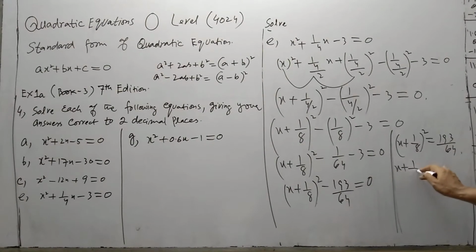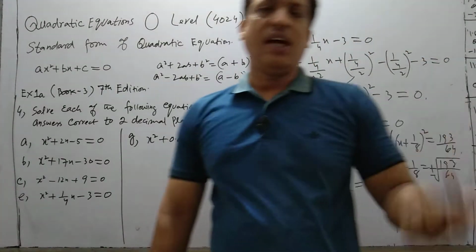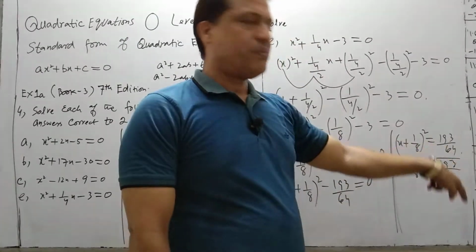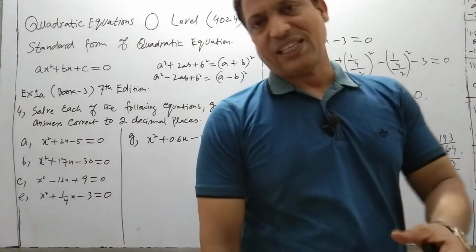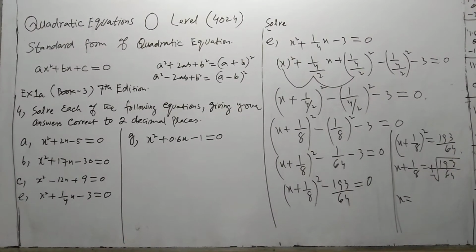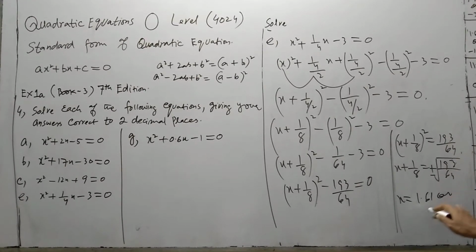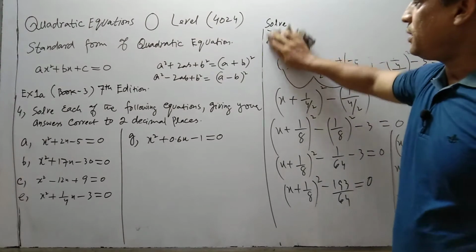Take the square root: x + 1/8 = ± square root of 193/64. Then find the square root of 193/64 with the help of a calculator. Move this number, one with plus sign and one with minus sign, to get the value of x. Your final answer must be 1.61 or −1.86. I hope you understand. Take one more part.